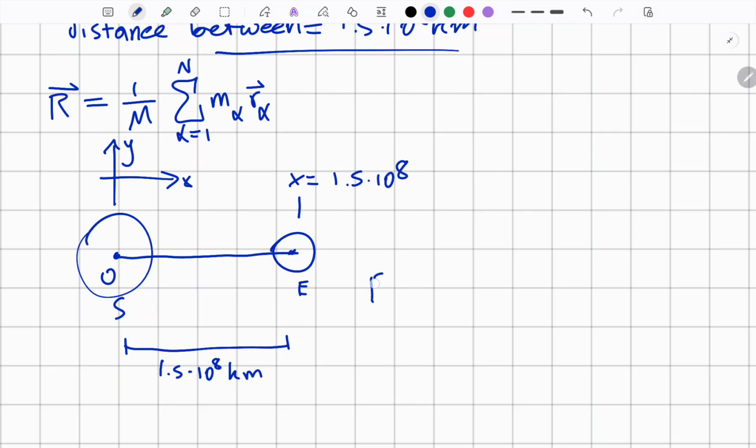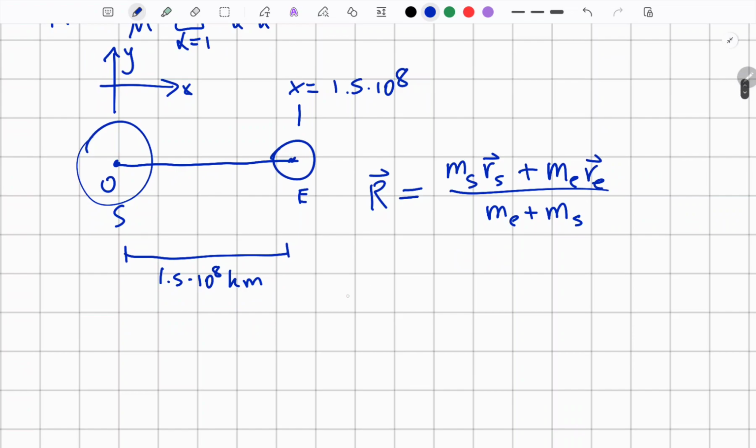So we can have R equals the mass of the Sun times the position vector of the Sun plus the mass of the Earth times the position of the Earth, over the total mass, which will be the mass of the Earth plus the mass of the Sun. And given that, we know the position vector of the Sun is going to be 0, so that term goes to 0. We're just going to be left with the mass of the Earth times its position vector, over the mass of the Earth plus the mass of the Sun.